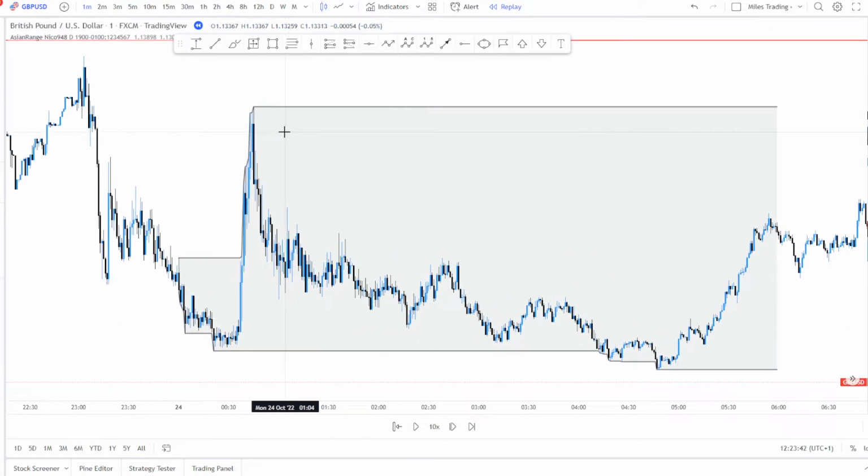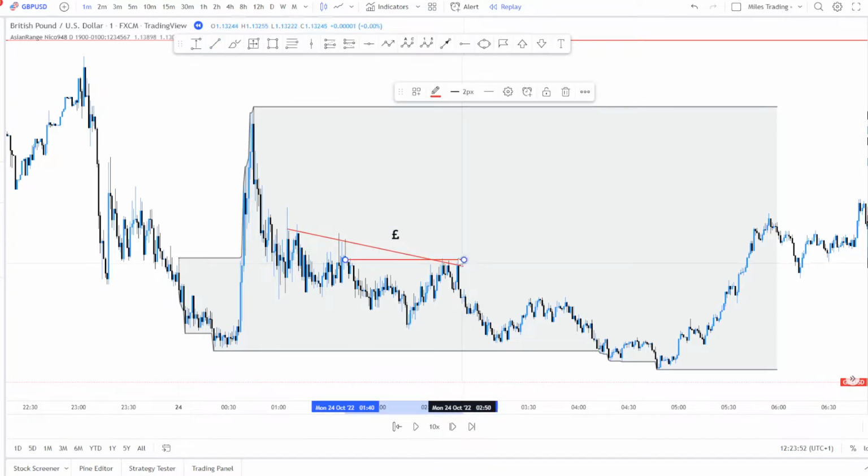Basically, right here, what I did was I looked at the Asian session as we were in London, and I saw that there's topside liquidity right here, a ton of liquidity there. As you can see, liquidity.